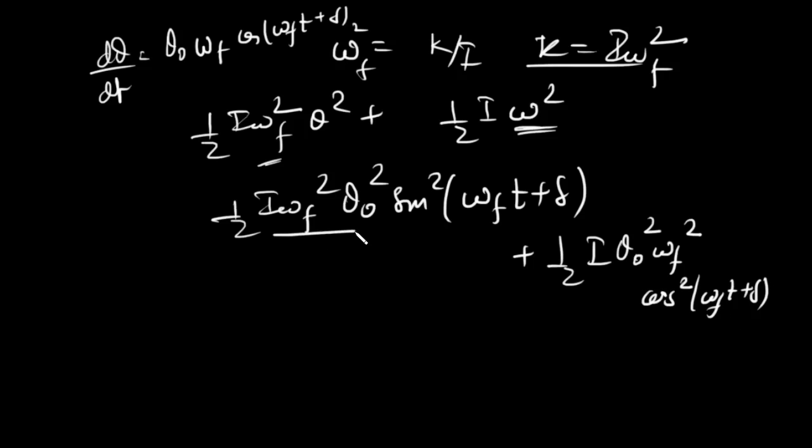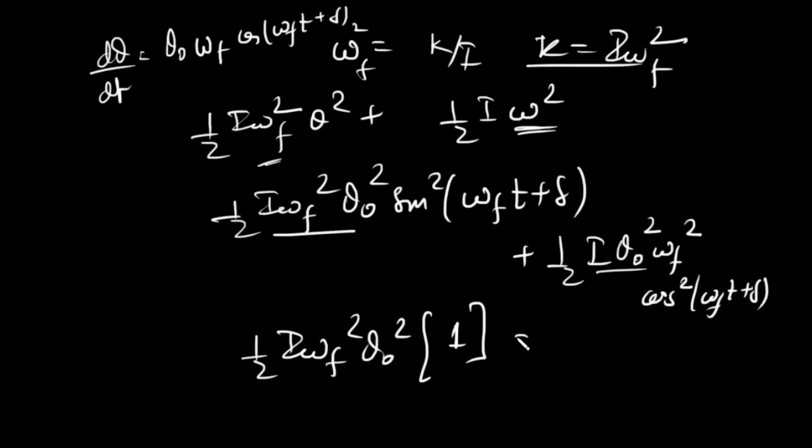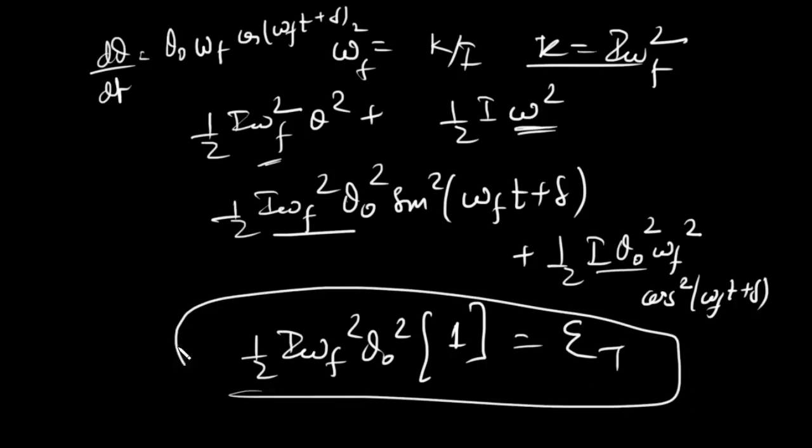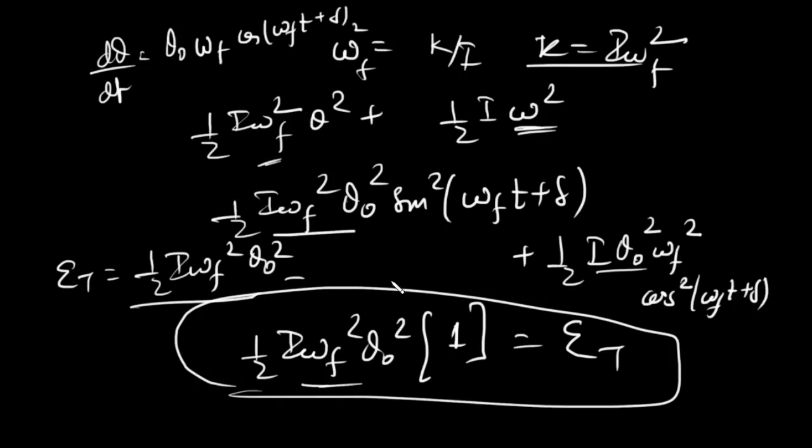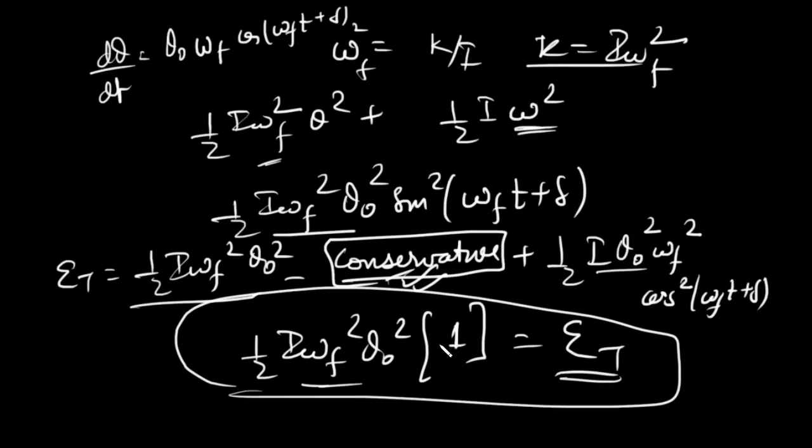So we can take this common, half I omega f square theta naught square. So we have half I omega f square theta naught square into sine square x plus cos square x, which is 1. This is the total energy. You see, this energy is constant, half I omega f square theta naught square. This is the answer. This means a conservative force is acting here. Obviously in S.H.M conservative force acts, so energy is conserved.